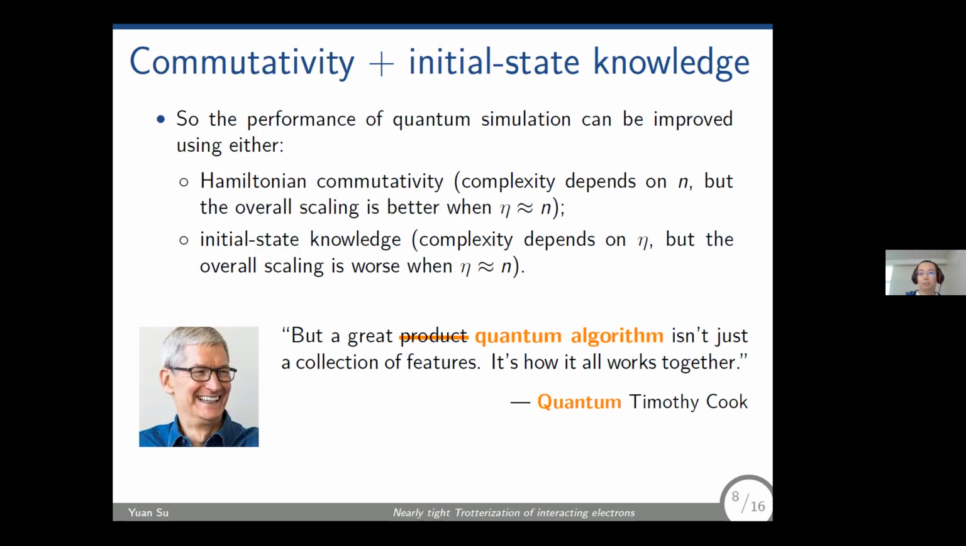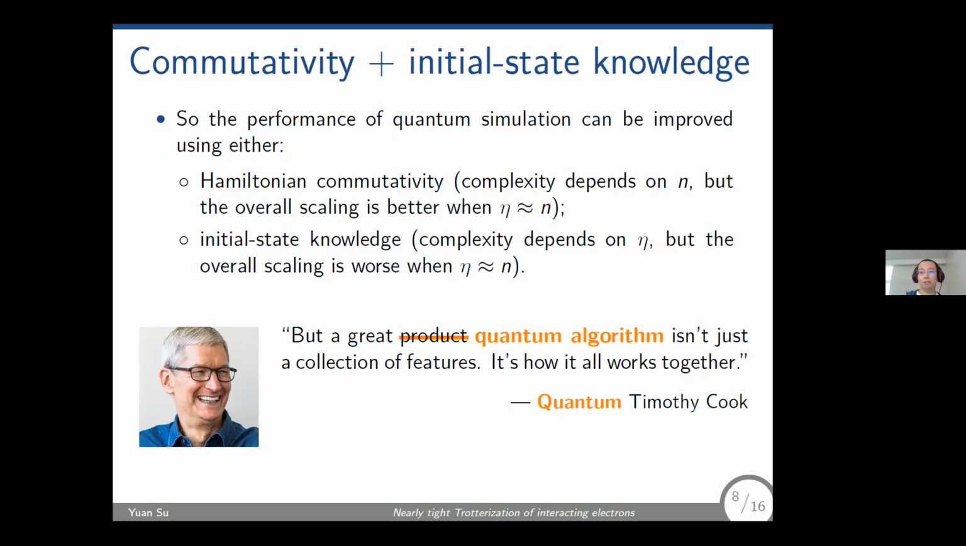Anyway, it's not very obvious how you can achieve this goal, because if you want to use the initial state information, then you have to insert some projections in between those fermionic operators. This will break up the commutator. You have to invoke some triangle inequality. And as a result, you are not taking advantage of the commutativity of the Hamiltonian. So how is it possible that you can simultaneously combine these two types of information?